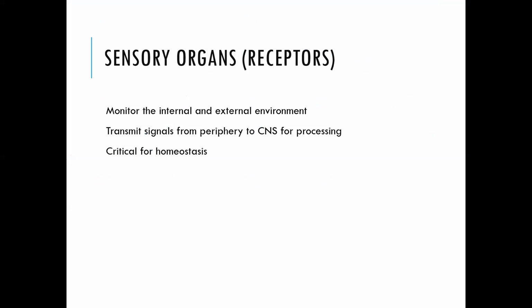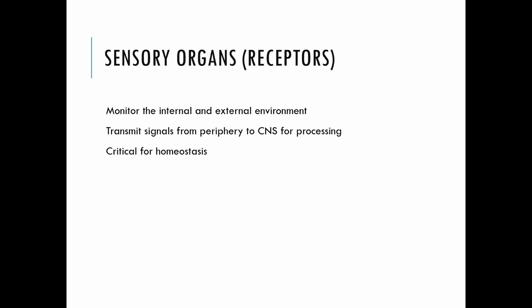These are receptors in our body that help to monitor the internal and external environments, as well as transmit signals from our peripheral nervous system to our central nervous system for processing. So this helps to connect those two major arms of our nervous system, your peripheral and central nervous system. The function of our sensory organs is extremely critical for homeostasis, for example, in thermoregulation and so on.